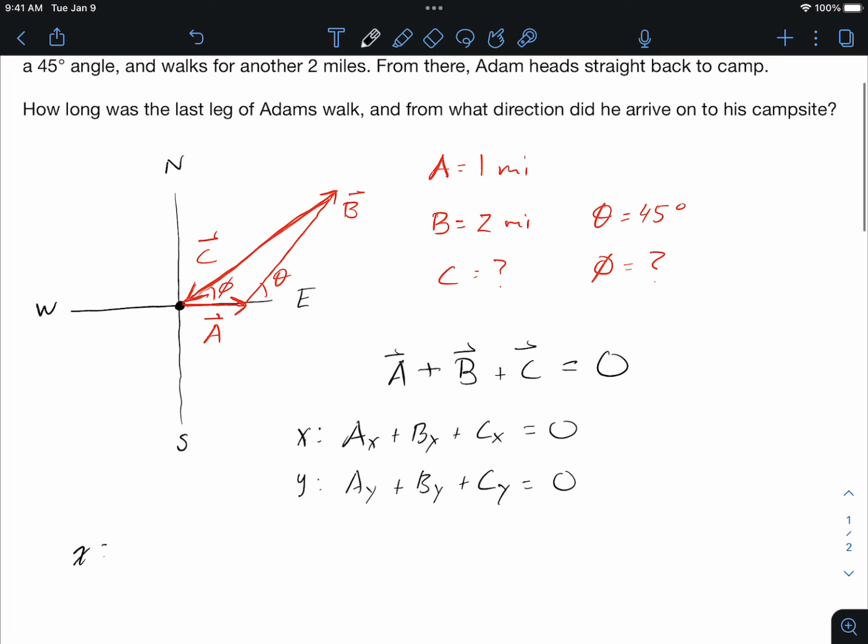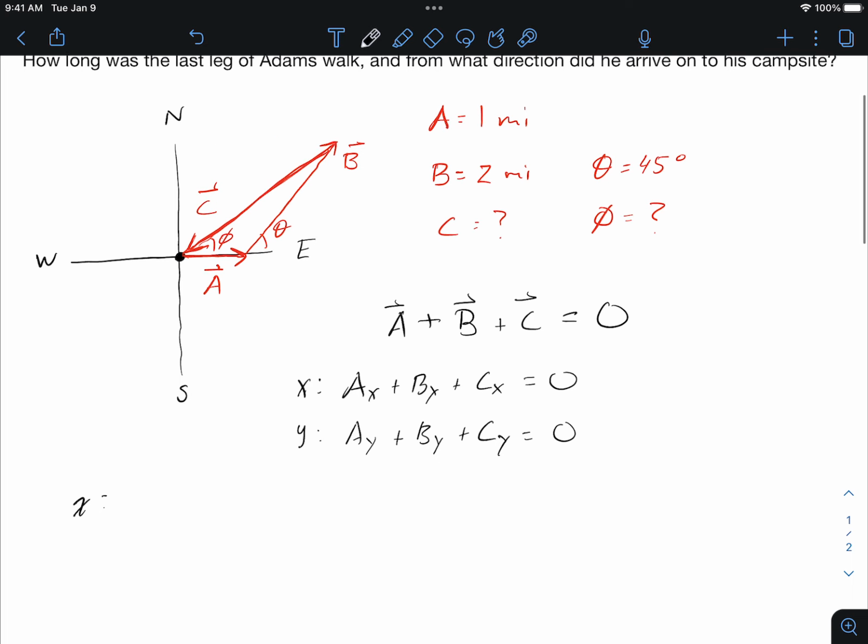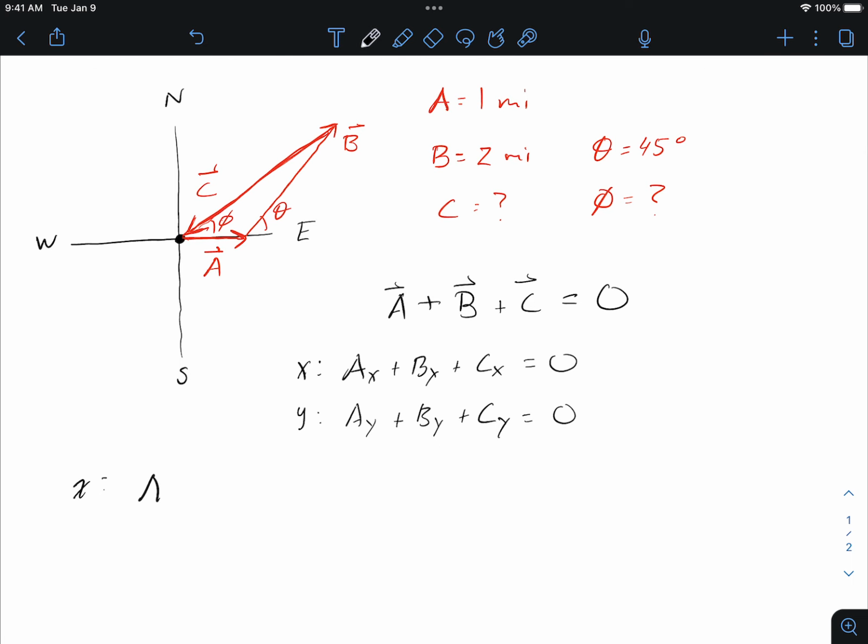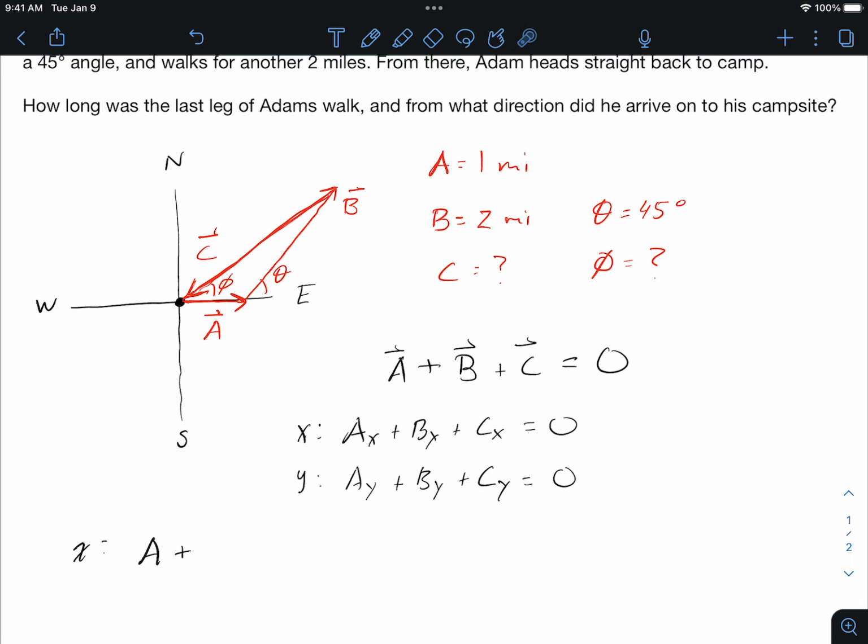Well, let's look at the x-axis. What is the x component of the vector a? Well, all of a is along the x-axis, so the x component of the vector a is just a. So it's going to be a plus the x component of b. Well, so here's b, and so I want the component along the x-axis. So let's go ahead and maybe move this a little east here.